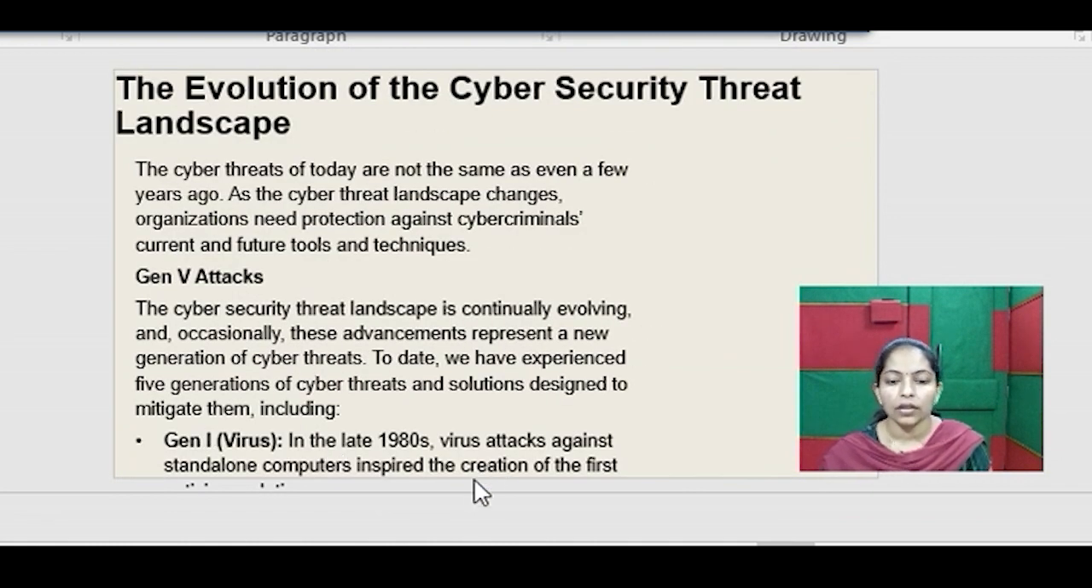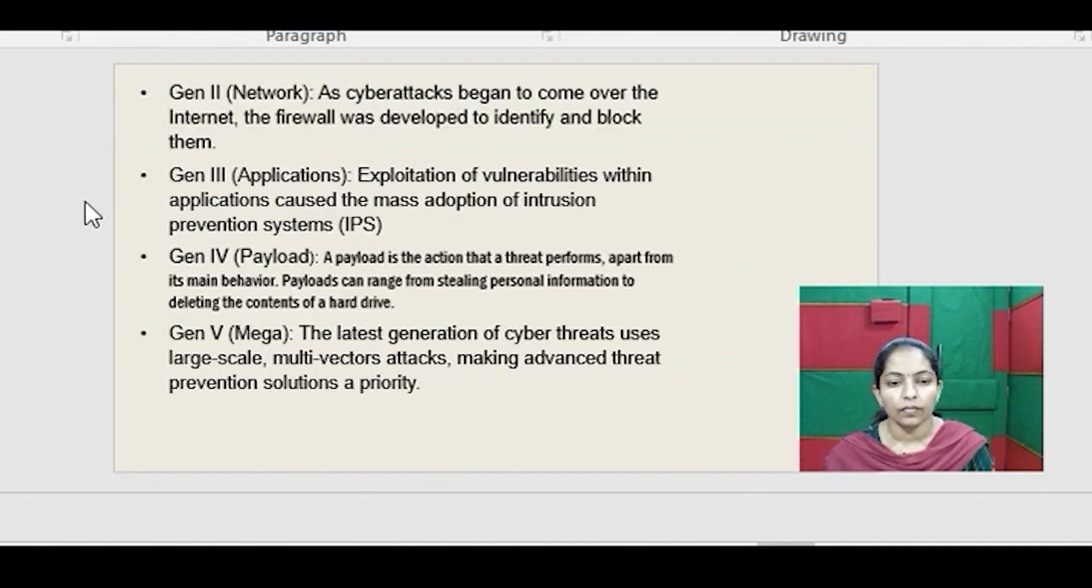The first generation was in the late 1980s, when virus attacks against standalone computers inspired the creation of the first antivirus. Second, cyber attacks on the network began to come over the internet. The firewall was developed to identify and block them. Generation third was on the application layers. Exploitation of vulnerabilities within applications caused the mass adoption of intrusion prevention systems.